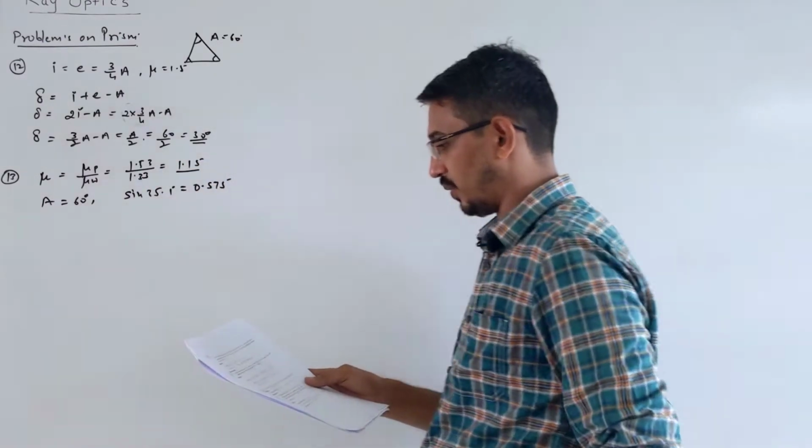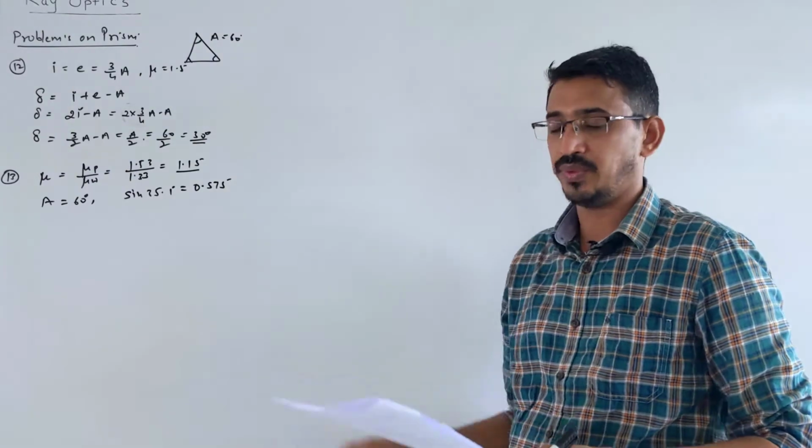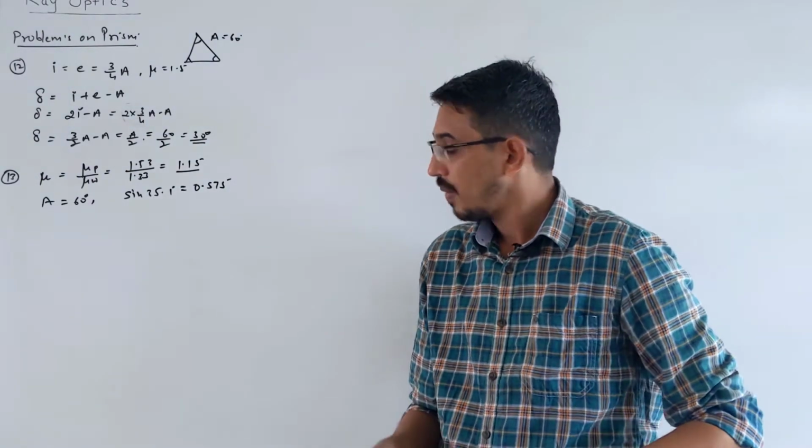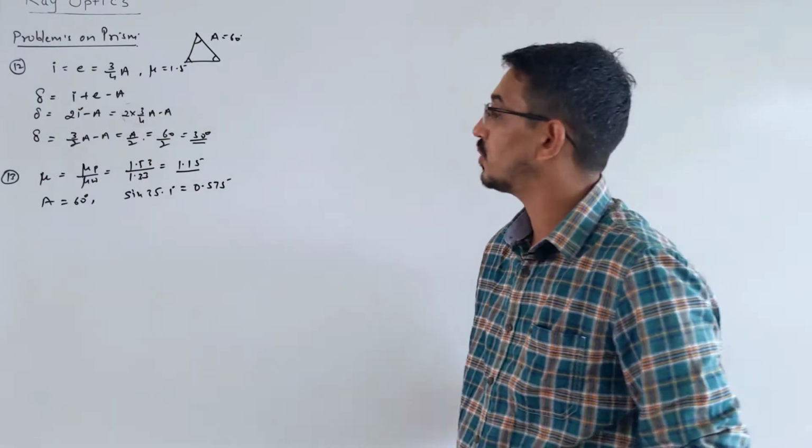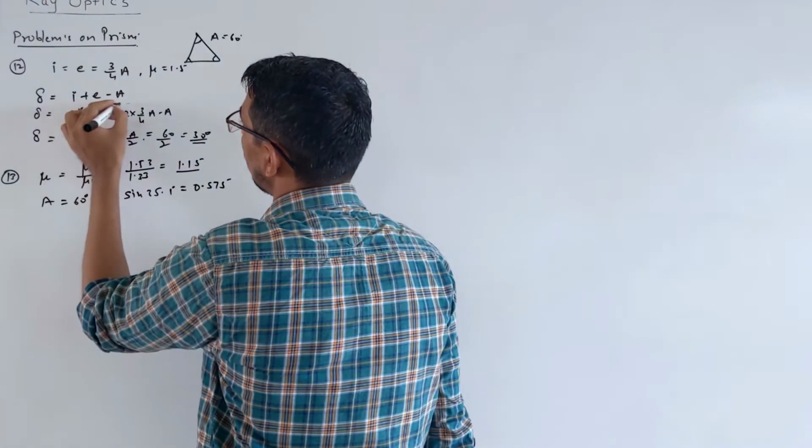0.575. This is given to you, right? Yes, this is given to you. So now look here. We have to find what? Minimum deviation. So what is the minimum deviation formula? This is a normal deviation, keep in mind.